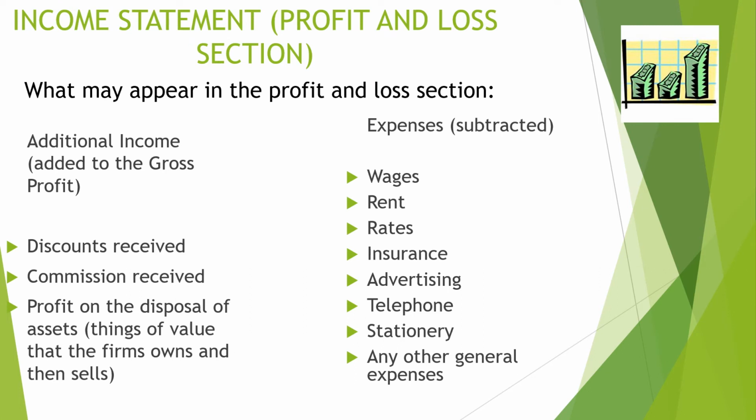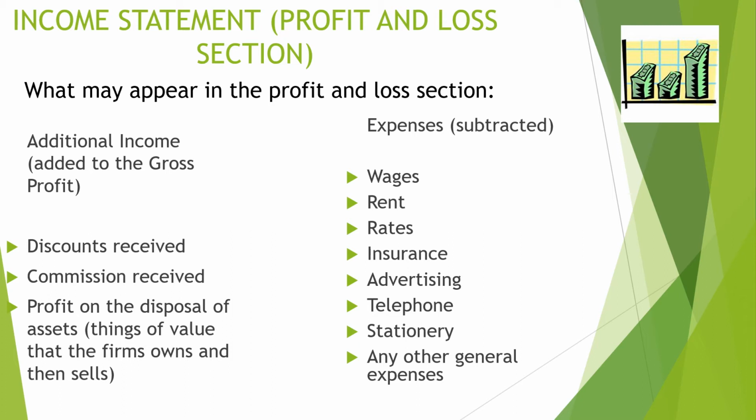So this is a wee list of items that could be in the income part or the expenses part of your profit and loss section of your income statement. So we've got here things like discounts received, commission received as additional income that you would add back. We've got here the profit on the disposal of assets.